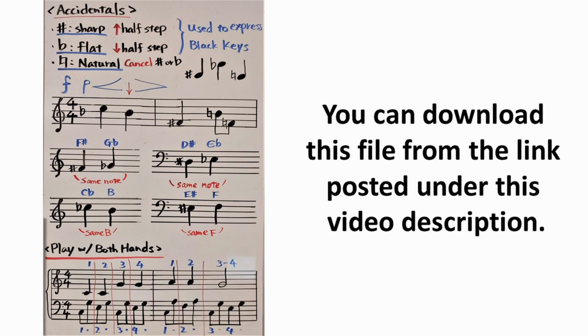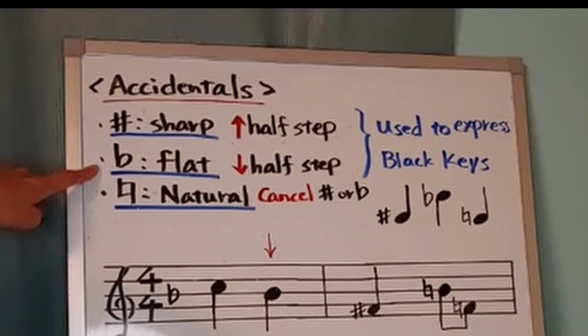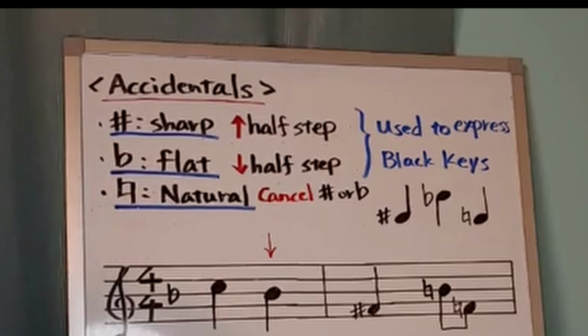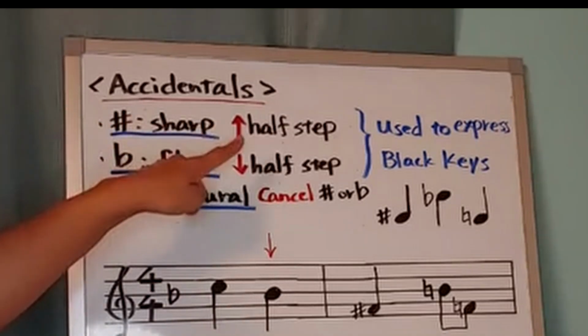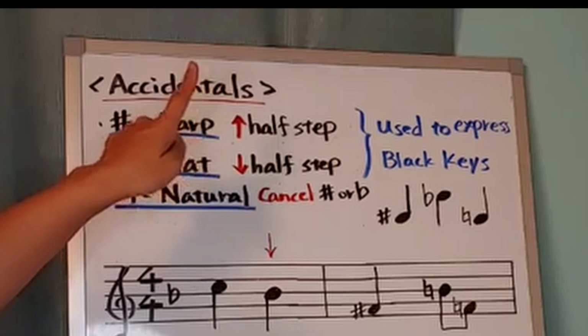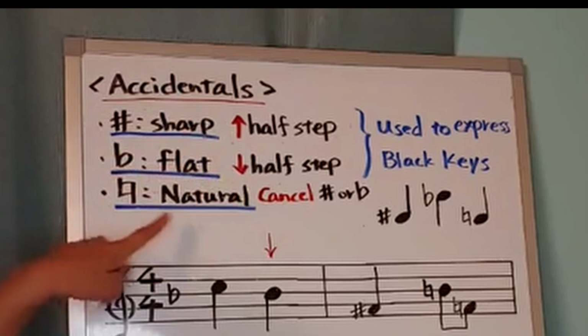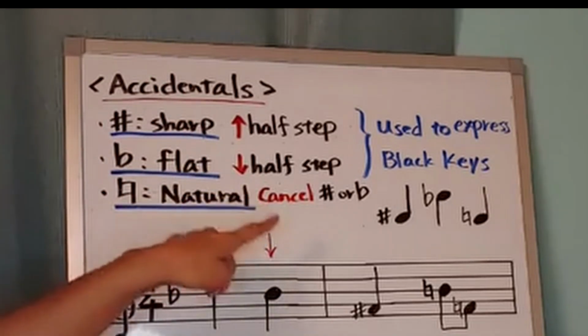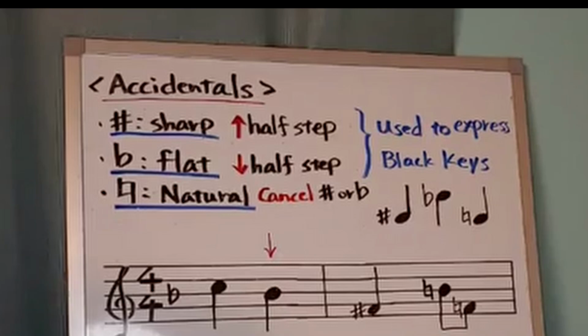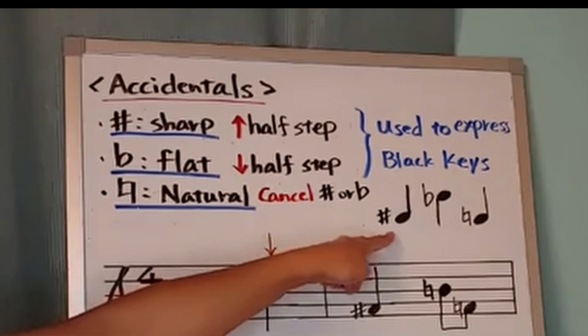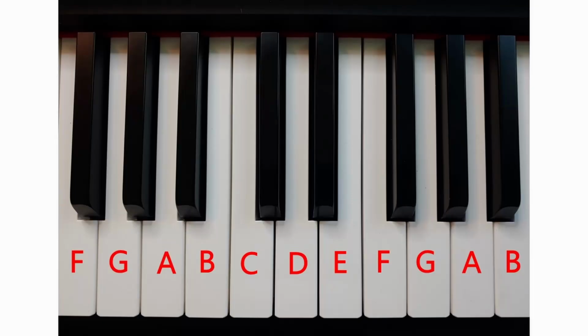Accidentals are those signs on the music. This is a sharp, this is a flat, and this is a natural. What they mean is, sharp is going a half step up on the note, and flat is when you go a half step down, and natural is used to cancel either a sharp or a flat. When you see music scores, sharps, flats, and naturals are placed on the left side of the notes like this.